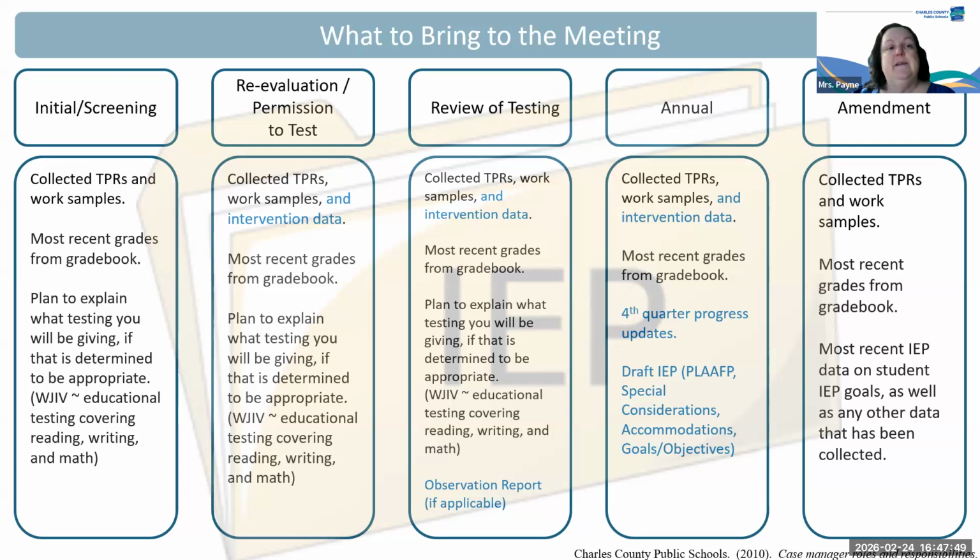What to bring to the meeting is everything that you have sent home, in addition to intervention data. If you've done a formal observation on a student in the classroom, then you'll also bring that, and that will be for the review of testing meeting. In addition, for the annual meeting, you're going to bring the draft IEP, which has all of these items listed in blue here in this second to last column.